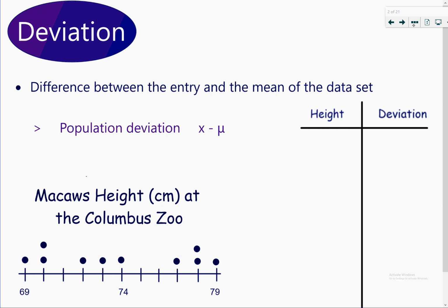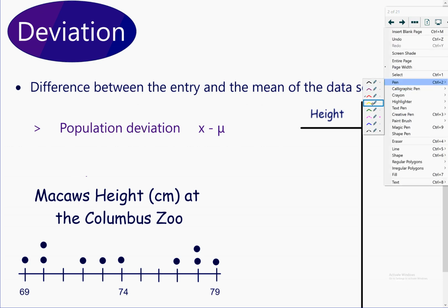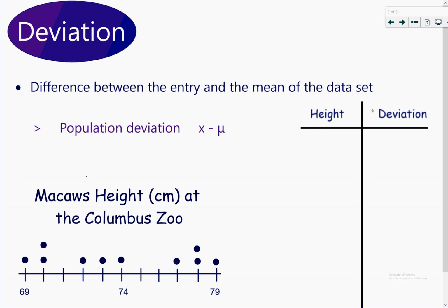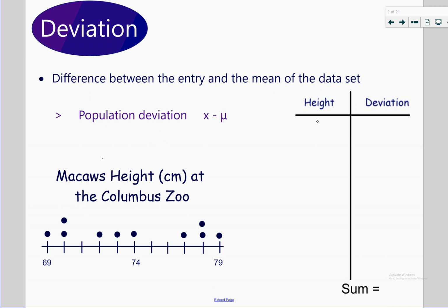We would list our heights, and you can use the dot plot to do that. So what's my smallest height? Smallest height is 69. And then I have, what's next? 70. I've got two of those. I've got a 72, a 73, a 74, 75 and 76 are blank, 77, a couple 78s, and a 79.